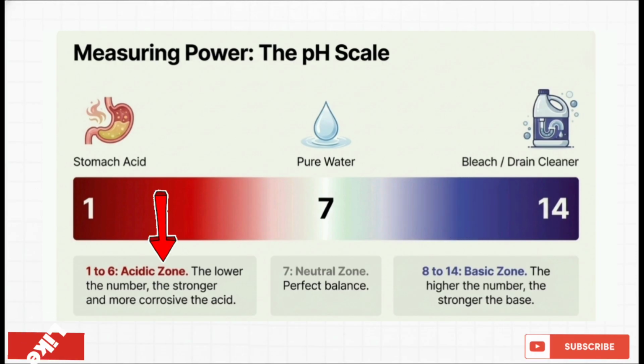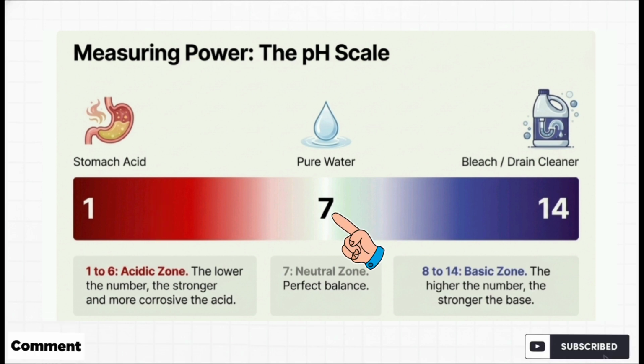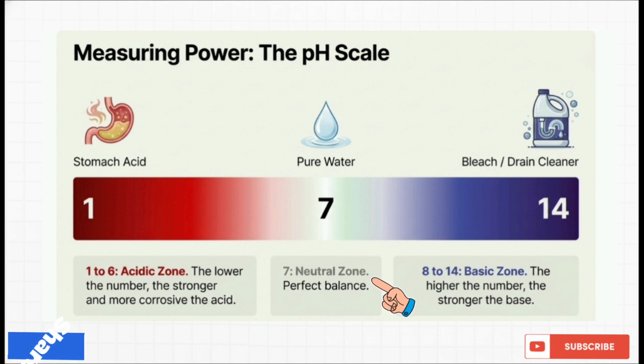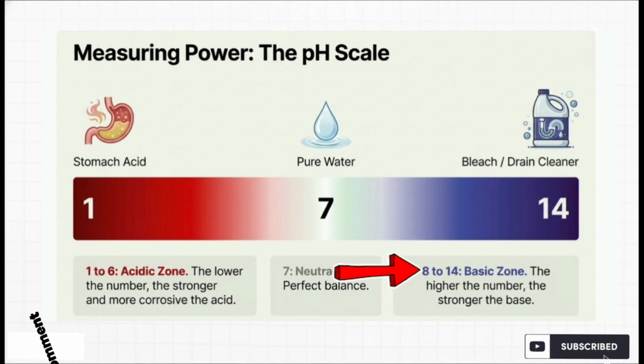Numbers 1 through 6, those are your acids, with 1 being the absolute most potent, highly corrosive stuff. Right smack in the middle at number 7, you've got perfectly neutral substances, like pure water. Then, from 8 up to 14, we are in base territory, with 14 being the strongest possible base.